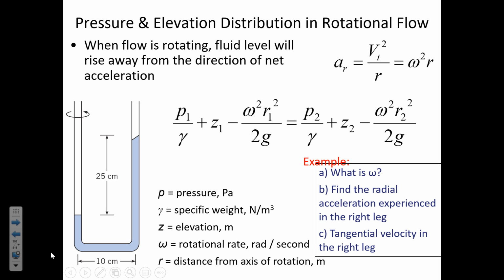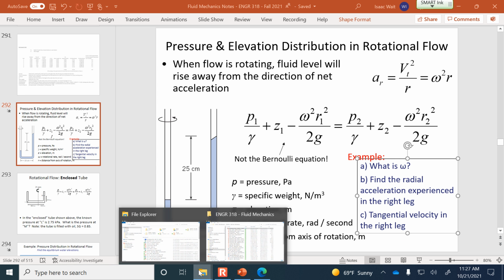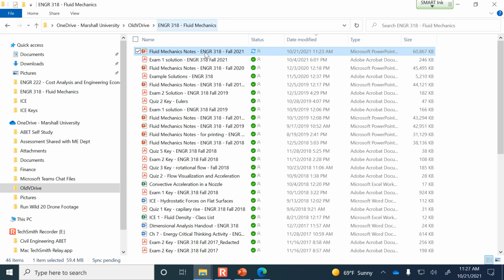Since R1 is 0, then it cancels out this term. So all of the terms on the left-hand side cancel out. What that leaves us with is Z2 is equal to omega squared R2 squared divided by 2g. You can rearrange that algebraically and solve for omega. Let me give you a moment to do that while I pull open the solution and put it up on the screen.